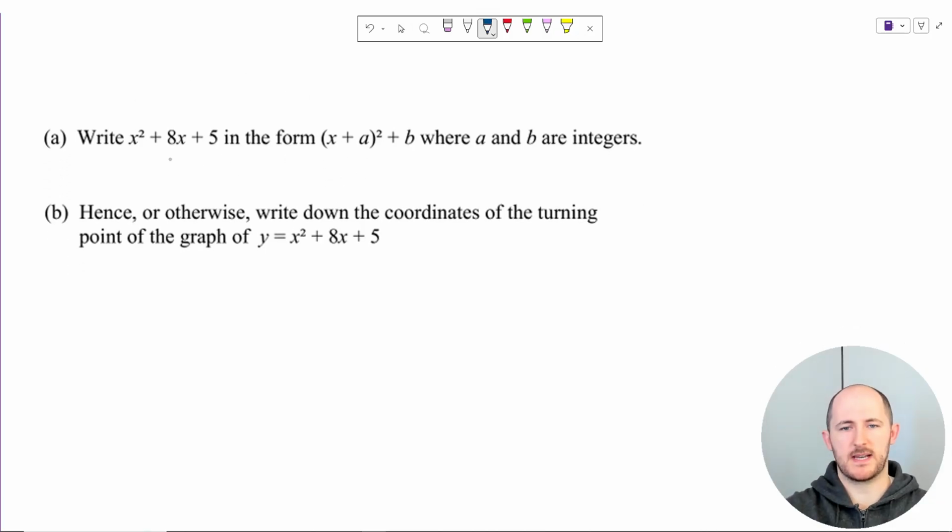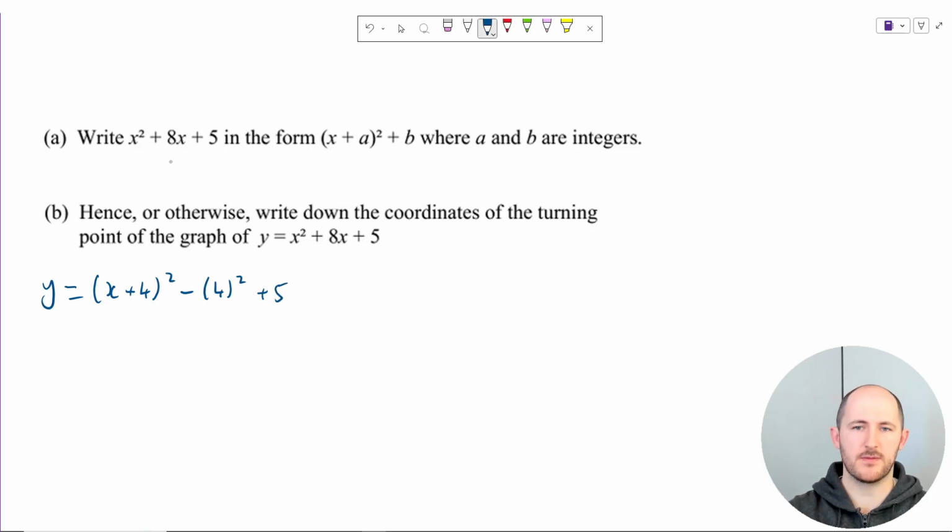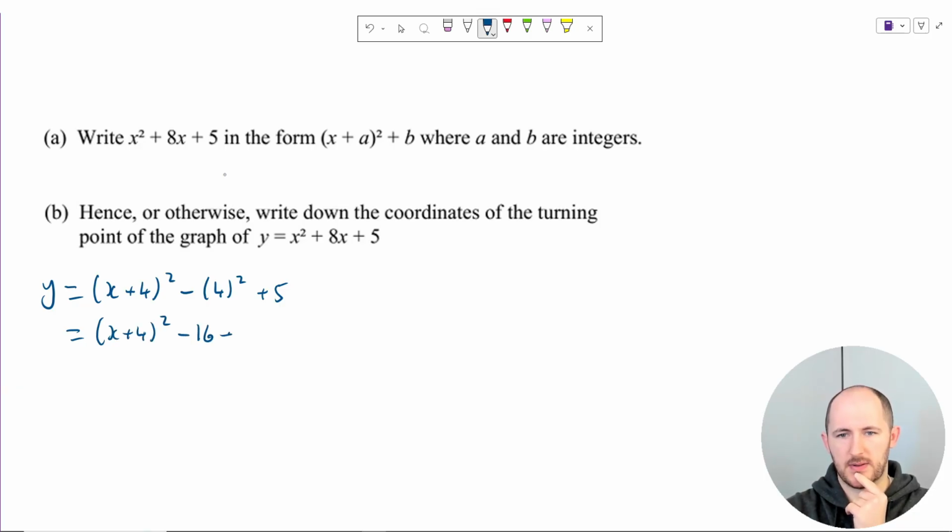Very similar. So once again, we're just going to put it into the form. So we're going to have a bracket, x. B in this case is 8, so we're going to half that to get 4. So we get plus 4 squared minus 4 squared, and then plus 5 on the end. Remember that plus c is always just chilling on the end. And let's simplify this. So we get x plus 4 squared minus 16 plus 5.